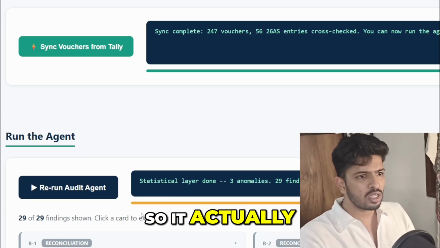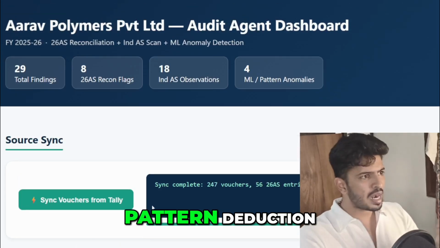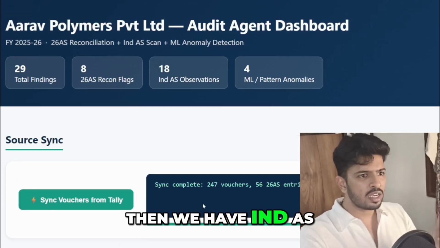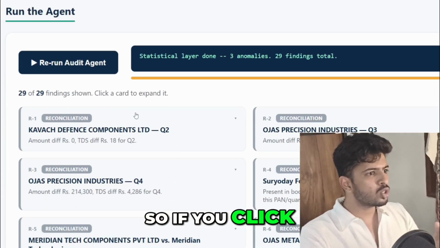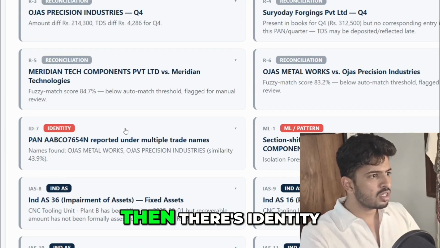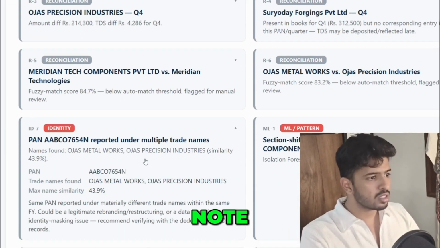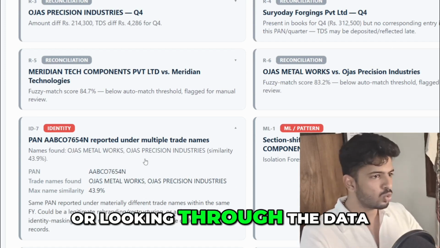It works in a 4-layer sequence: reconciliation, pattern reduction, then IND-AS rules, and in the end, statistical tests. So about 29 findings. If you click on each, you'll see there's a reconciliation difference here, then there's an identity PAN mismatch. Note, we didn't spend a single minute analyzing the transactions or looking through the data.